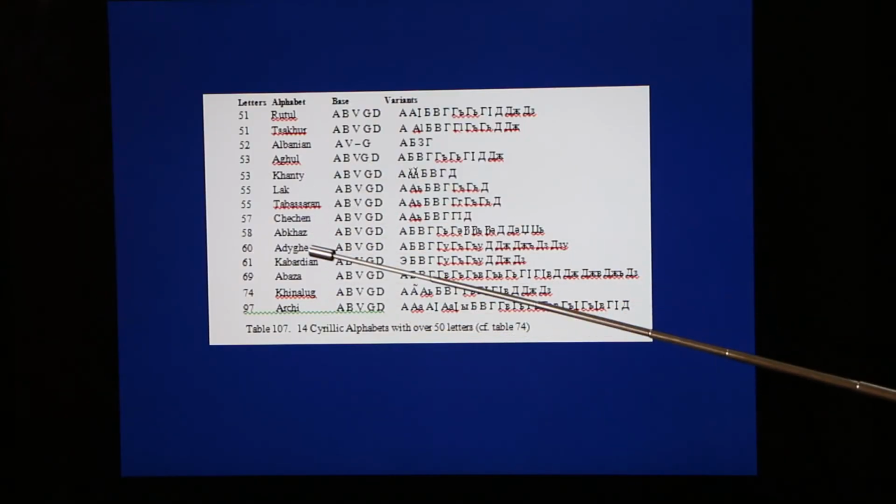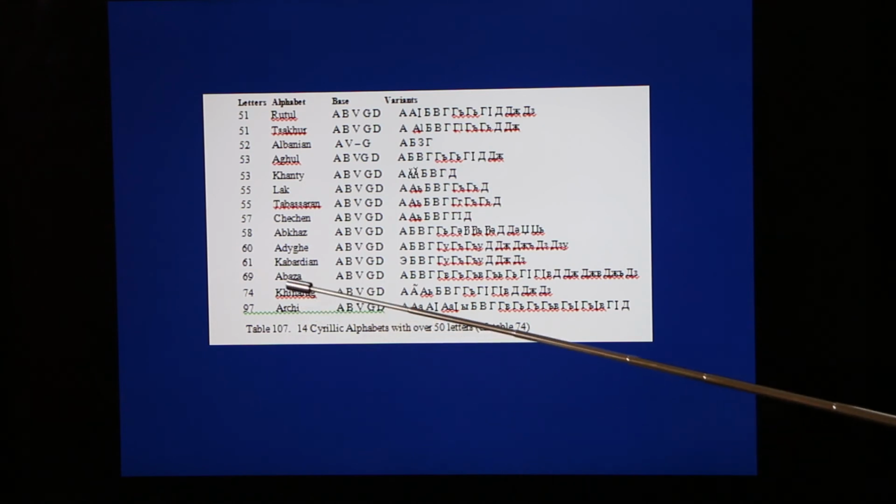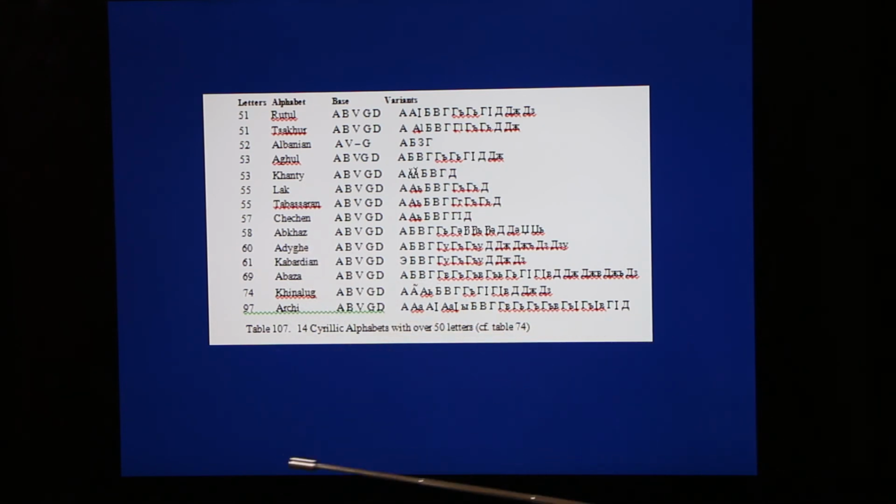And so again, what on the surface looks like, if I look at these alphabets in isolation, I say, well, Rutul is very different from Agul, Kanti, Lak, Katapassaran, Abkhaz, Adigye, Kabardi, Anabaza, Kinalug, and Arki. But if I look at the underlying structure, they're all A, B, V, G, D, except only one of those drops the D and the B, and all the rest are simply variants on the principle. And suddenly, the very complex becomes quite simple.